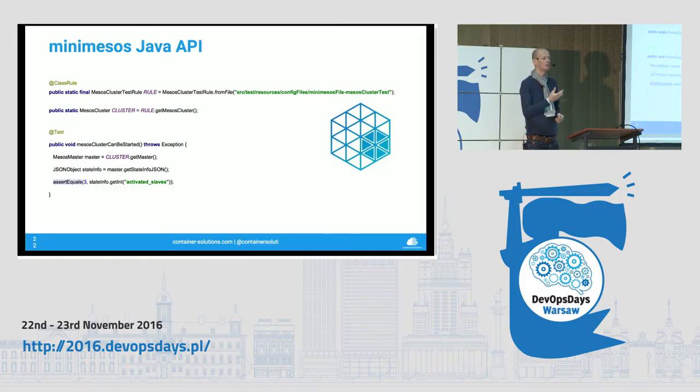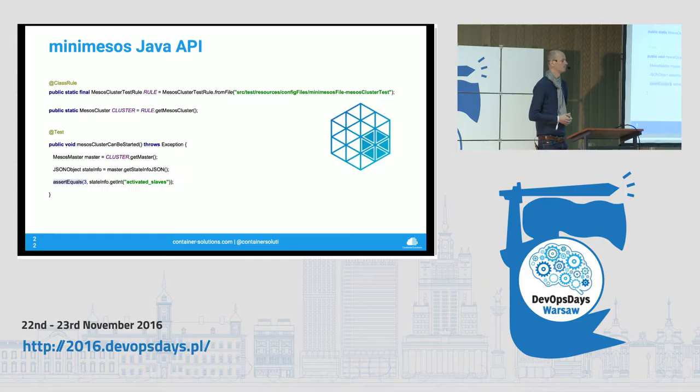So this is some example Java code, where if you were to use Mini Mesos in JUnit, you could use a class rule construct. What it would do is load the Mini Mesos file from the class path, create a Mesos cluster object, and before the test, start it, so that during the test you now have a running Mesos cluster, and you can do assertions against it.